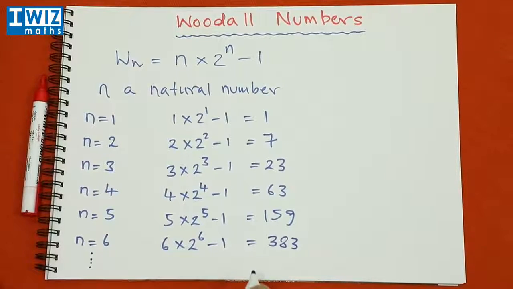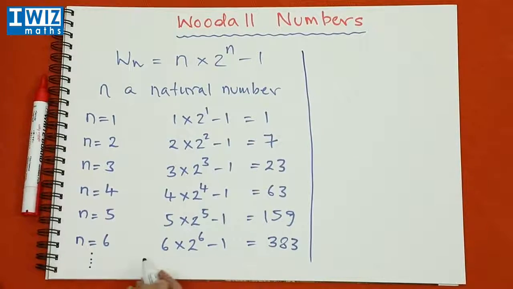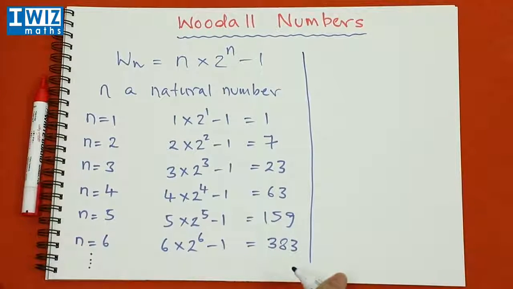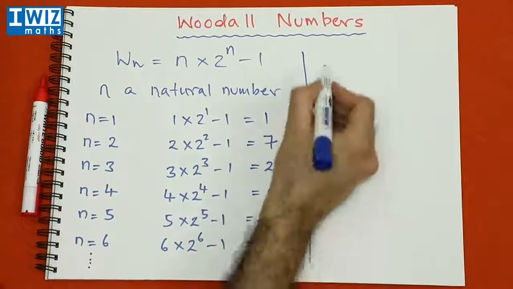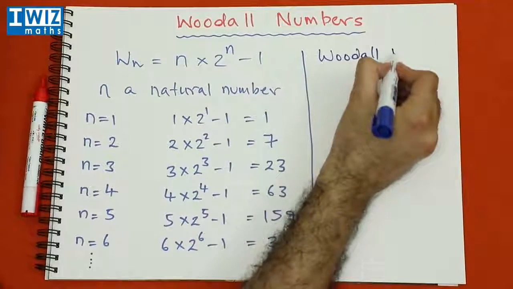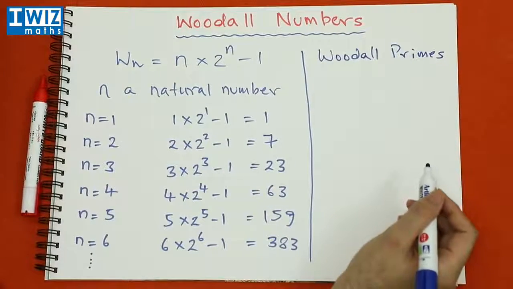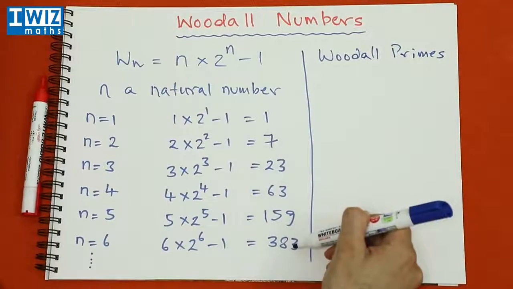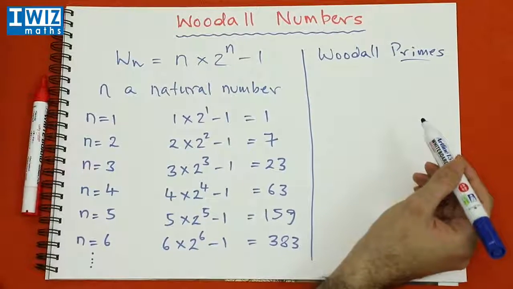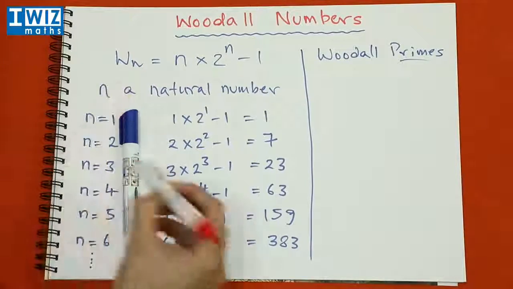So these are Woodall numbers. These are the first few Woodall numbers. How do we get Woodall primes? So that's the question. How do we get Woodall primes? That's fairly straightforward, because any Woodall number which also happens to be a prime number is a Woodall prime. So let's try and identify the first few Woodall primes.